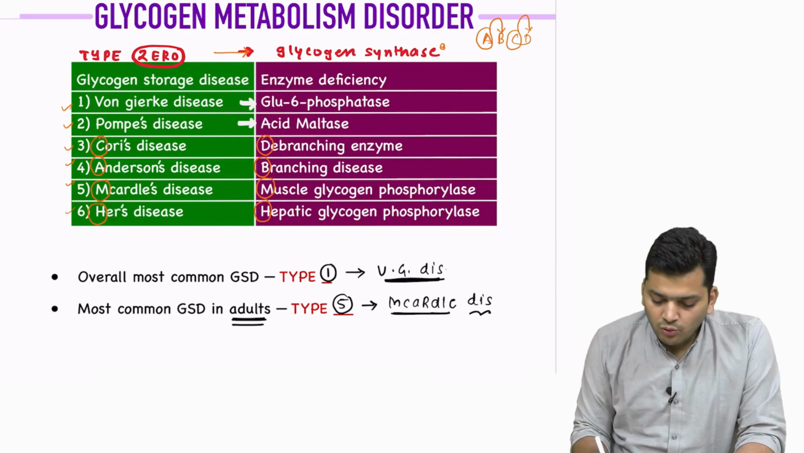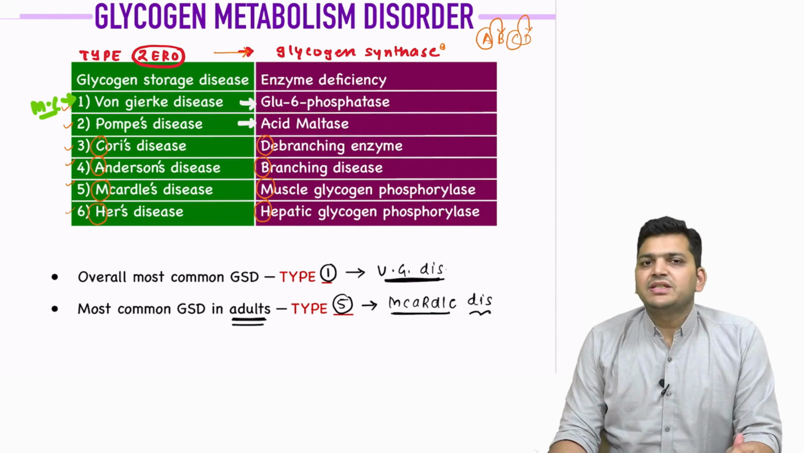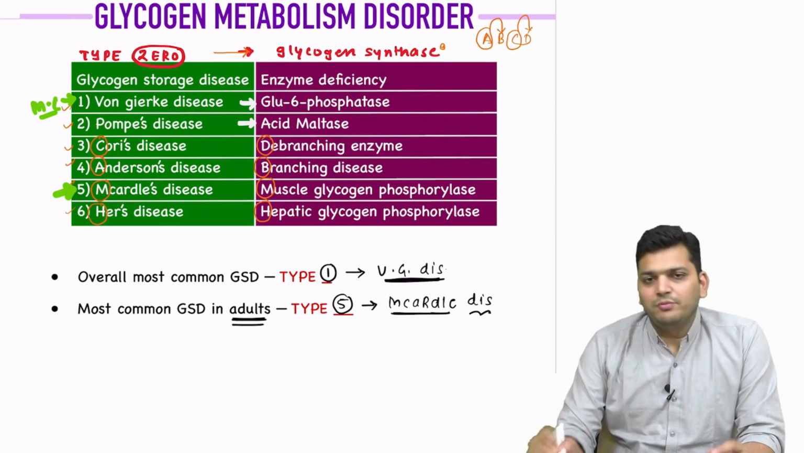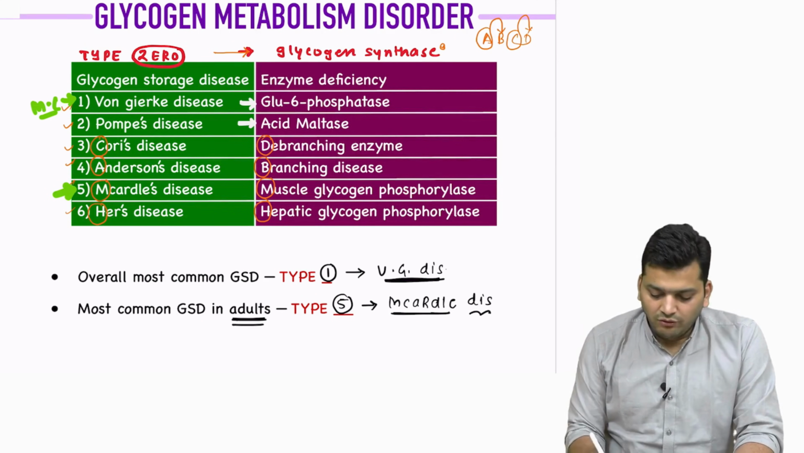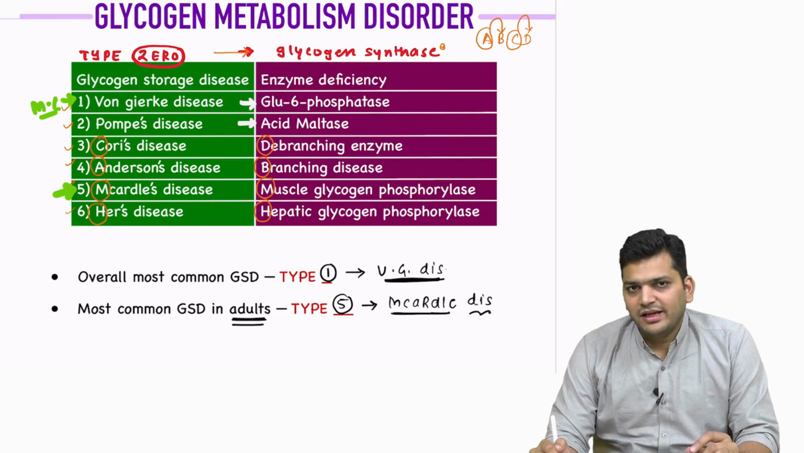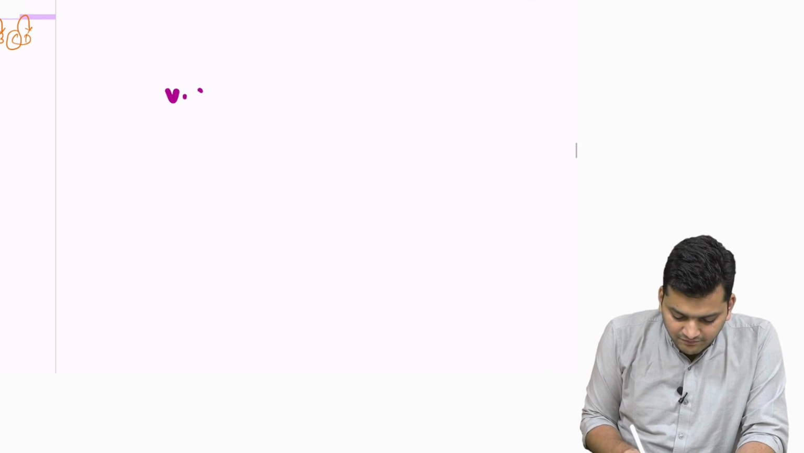Out of them, overall the most common is going to be von Gierke, which is seen in the pediatric age group. Whereas the most common in adults is going to be McArdle's. Now let me give you, very quickly, the buzzwords for how we are going to make the diagnosis of each of them. Starting with the first one, von Gierke disease.